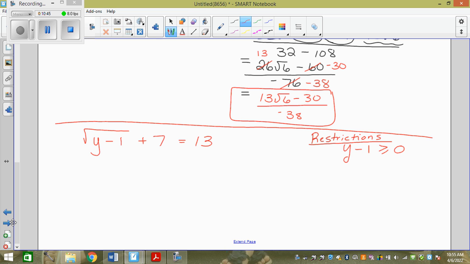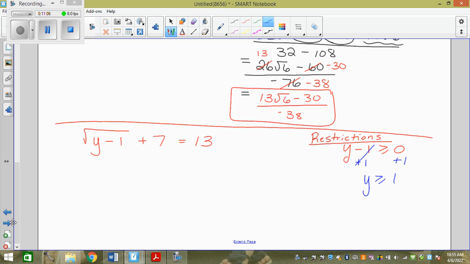So what am I going to do here to get y by itself? Just going to add 1. Does adding change my inequality sign? No. Does subtracting? No. Does multiplying? No. Does dividing? Yes, only if you divide by a negative. If you divide by a positive, nothing happens. So my inequality sign is not going to switch. I'm going to say y has to be greater than or equal to 1.